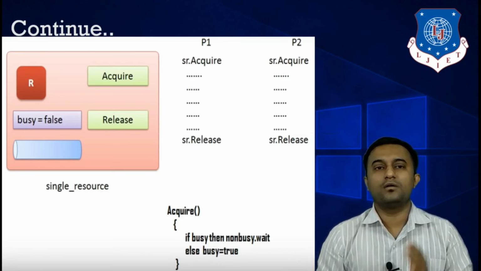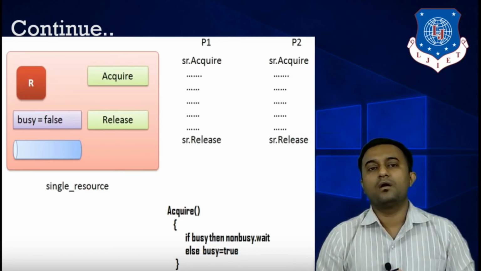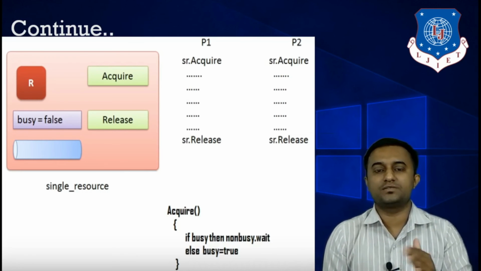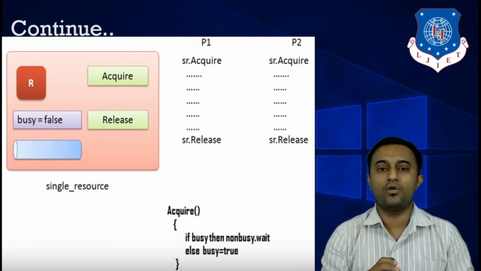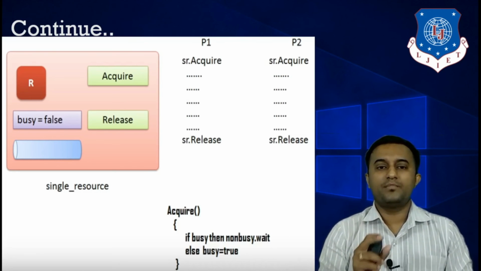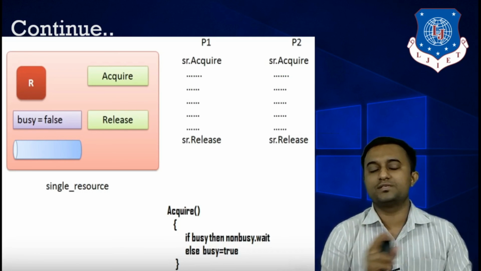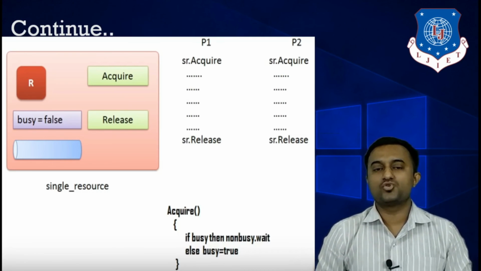Now what will it do? It will call the acquire procedure. Means it will execute the acquire procedure, in which that code we have already understood. Means if busy means what? Yes, it is busy. No, it is not busy. So what will it do?